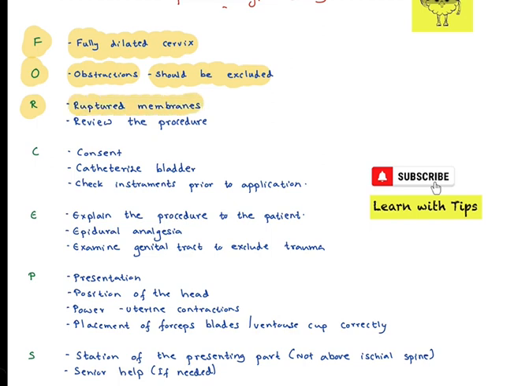The R stands for ruptured membrane. So the membrane should be ruptured prior to applying this instrument, such as ARM can be done to rupture the membrane, or the membranes may be ruptured spontaneously. And the next one is review the procedure. So we should continuously review the procedure, whether the baby is descending or not, whether the instruments are working or not. We should check it.